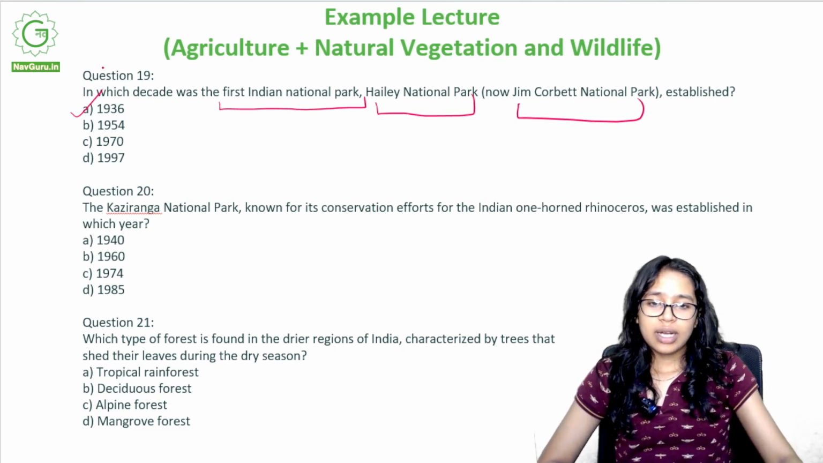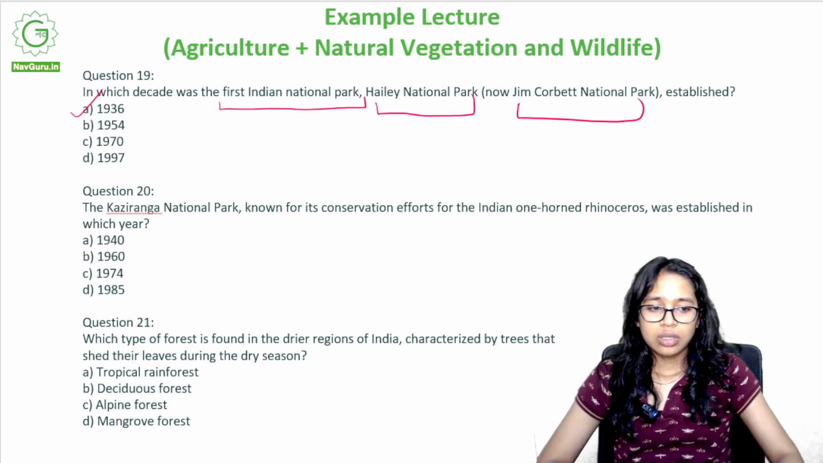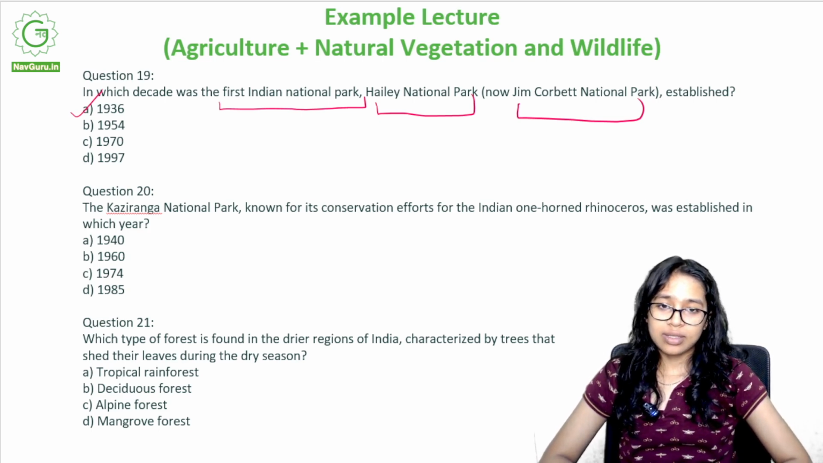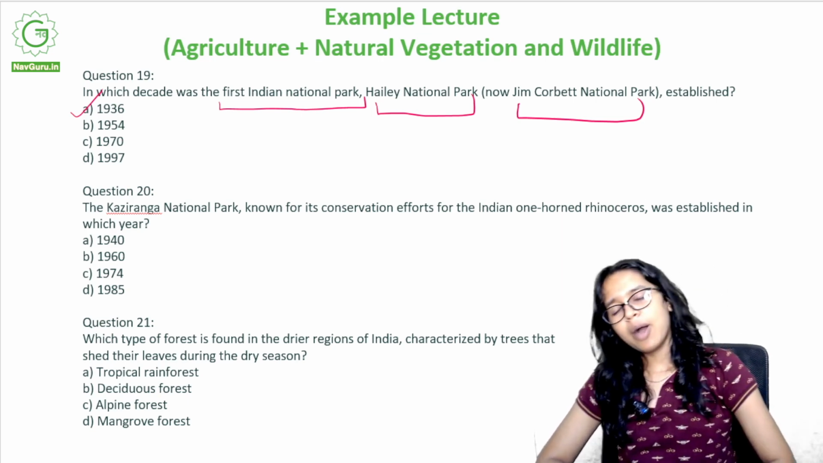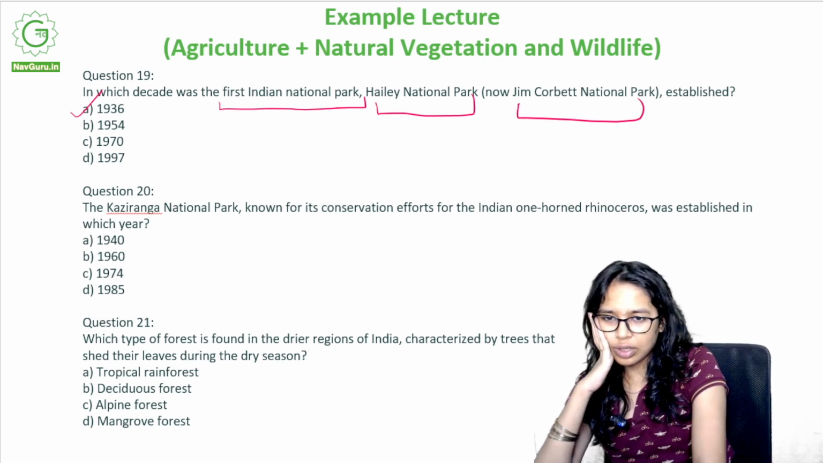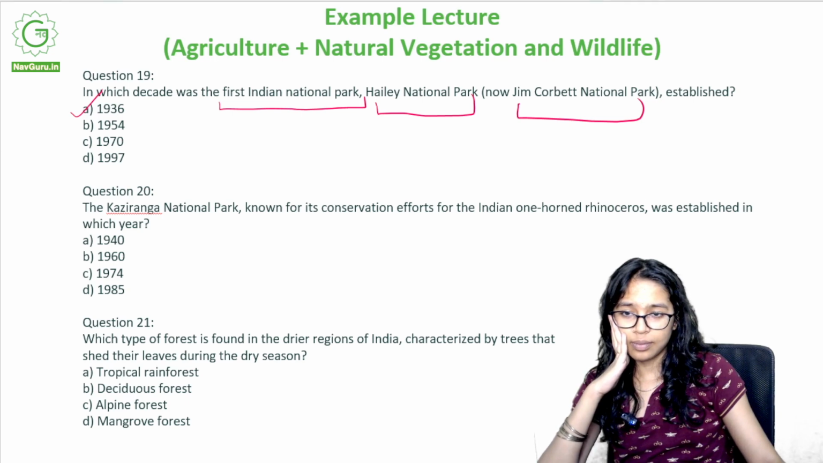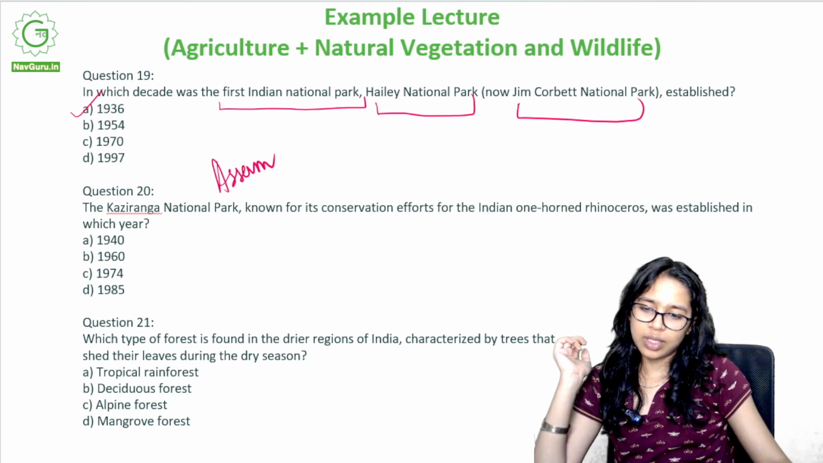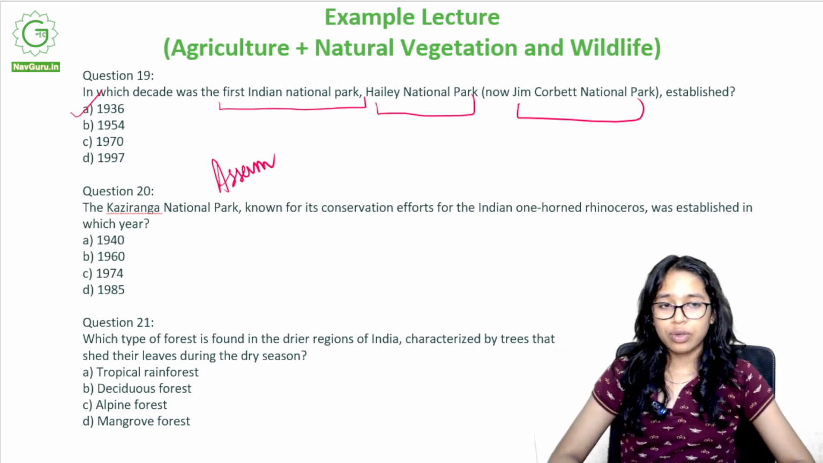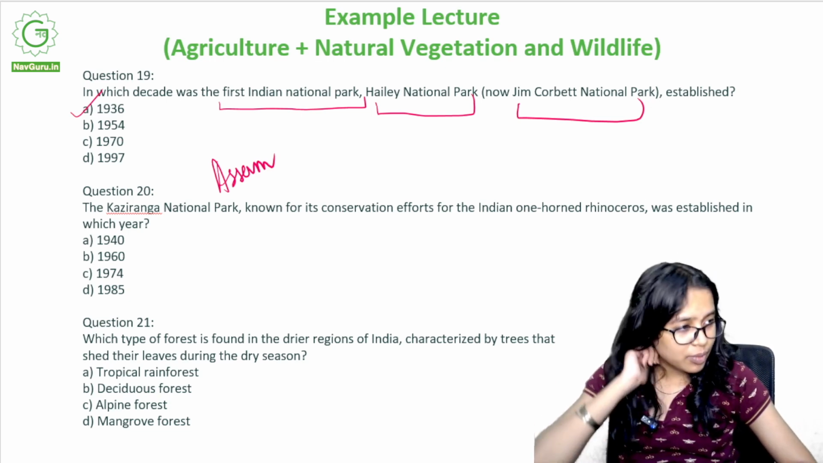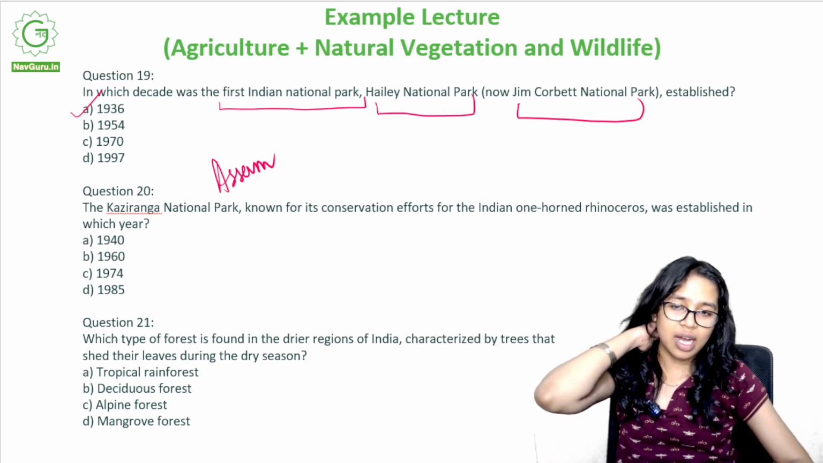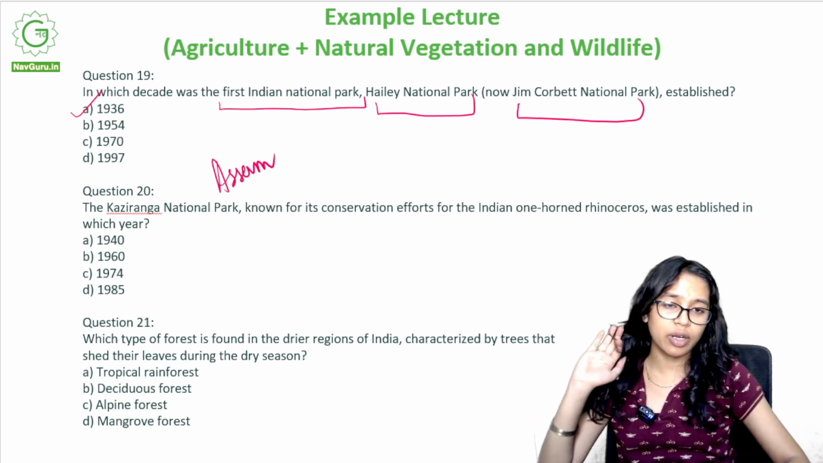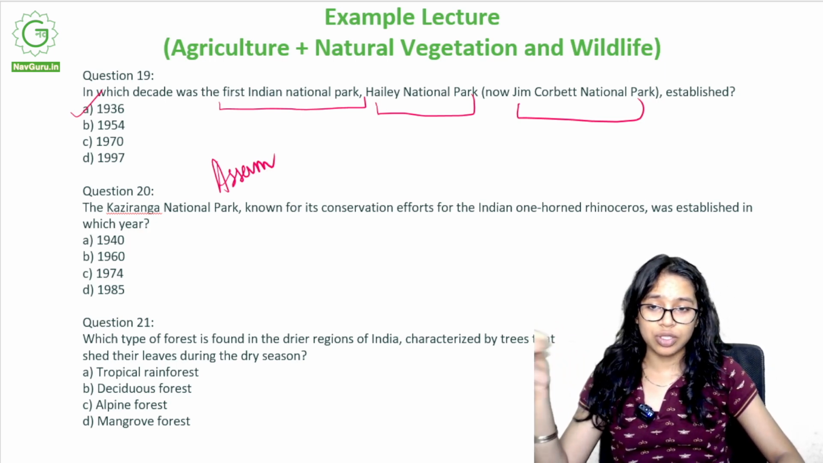Question 20. The Kaziranga National Park, known for its conservation efforts for the Indian one-horned rhinoceros, was established in which year? So the Kaziranga Park is something that you must have heard of. If I'm not wrong, it's situated in Assam. When I was a kid, we studied this, probably in 3rd or 4th grade. At that point of time, I still remember it. Anyways, the Kaziranga National Park was established in which year?